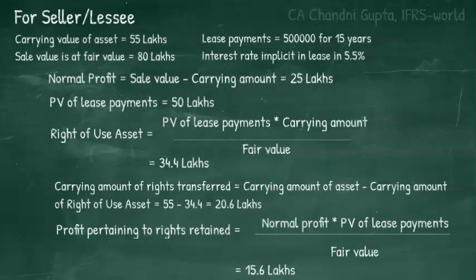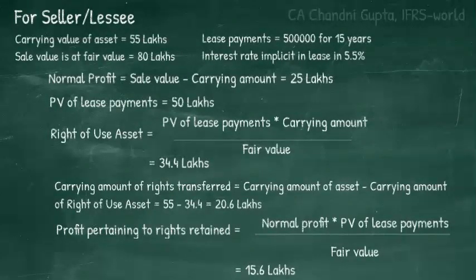Now using these values, we are going to calculate the carrying amount of the right of use asset. The right of use asset will not be recorded at an amount equal to the present value of lease payments, but it will be at a proportionate amount of the carrying amount of the asset in the books of A. Therefore, we calculate the proportionate amount using the present value of lease payments upon fair value, times the carrying amount, and we arrive at 34.4 lakh rupees, which represents the part of the carrying amount that has been retained by A.